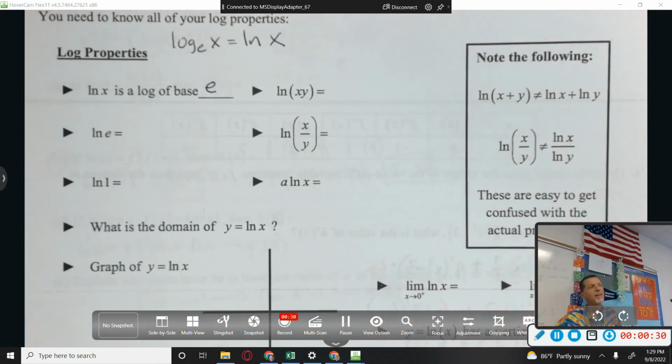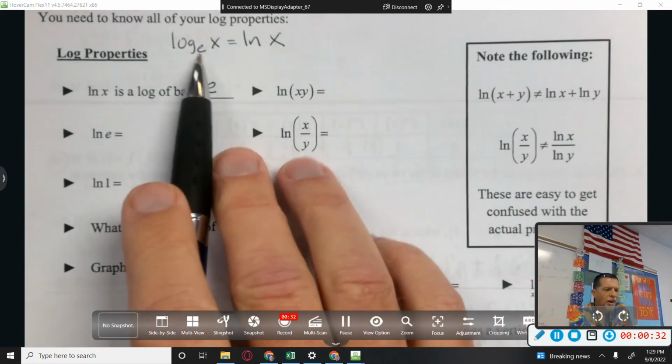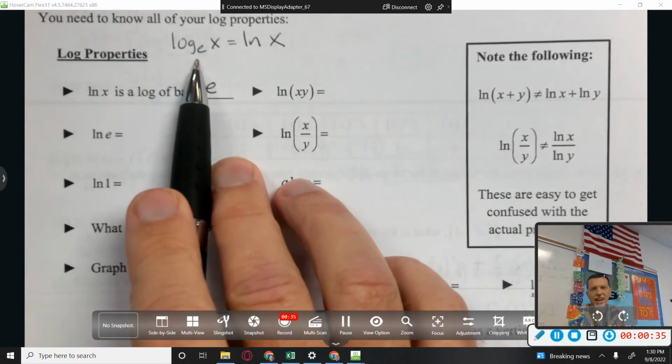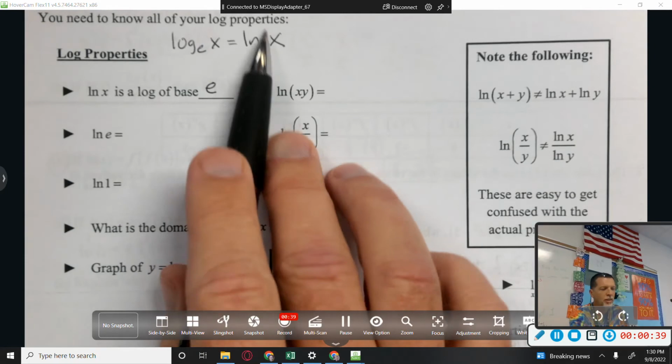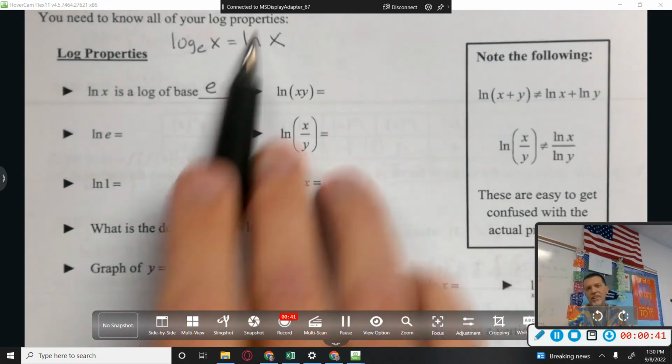Because base E actually occurs in nature quite a bit, so it happens a lot. It's also a very calculus-y thing. They decided, well, you know what? Let's make that its own special thing. Let's call that natural log.